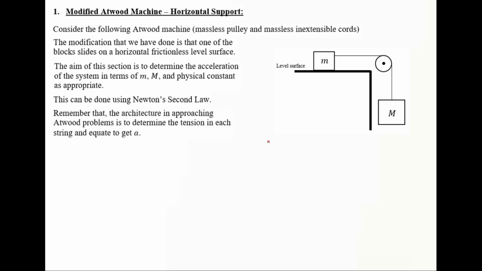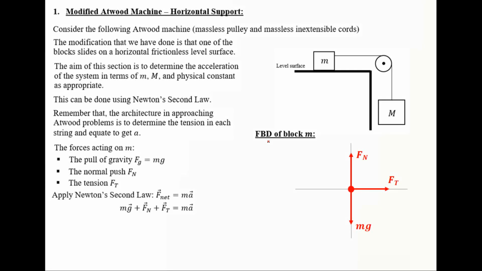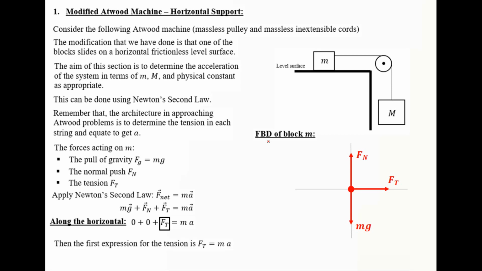Remember that the architecture in approaching Atwood problems is to determine the tension in each string and equate to get A. So first, let's consider the FBD of block m. We have the pull of gravity down and the normal push up; they are balanced forces, and we have the tension along the string pointing away from m to the right. Now we can apply Newton's second law. The pull of gravity and the normal push cancel to 0. Then the tension is mA, so the first expression of the tension is given by that.